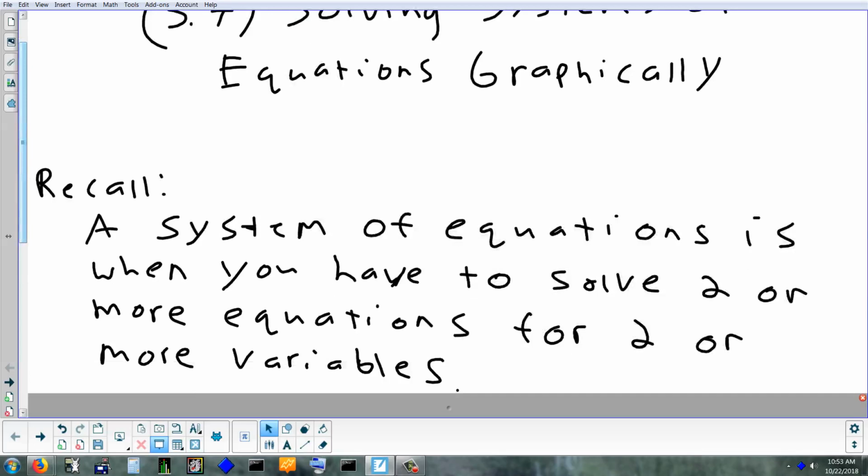The most common problem is when the number of equations matches the number of variables. So, two equations, two variables, three equations, three variables. You can have what's called an overdetermined or underdetermined system, which is when you have more of one than the other. Okay, we're not going to look at that too much. It can happen.